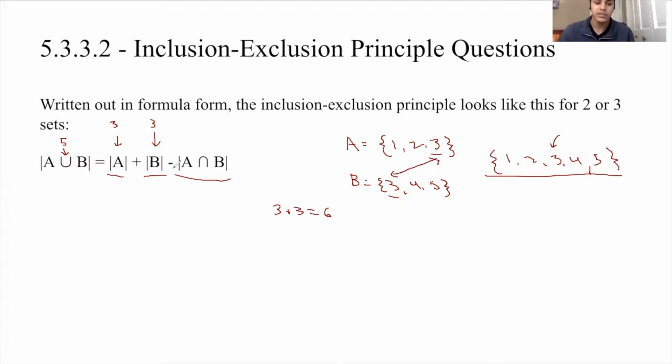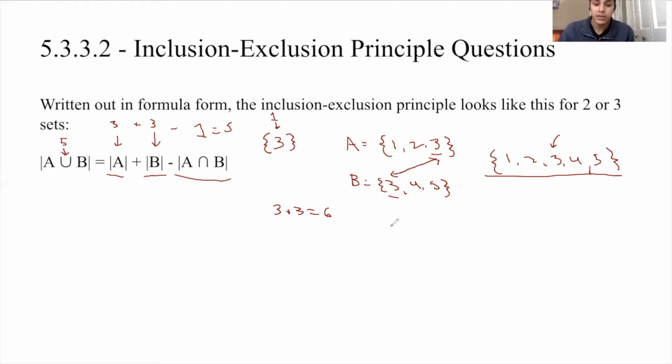And so the reason you subtract A intersection B is because that takes into account all the numbers that they have in common. So for sets A and B, the only number that they have in common, as we said, is 3. So this intersection set would just be the number 3, and there would be one number in this, right? So you subtract 1. And there you go. You have 3 plus 3 minus 1. That equals 5 numbers in the union set.